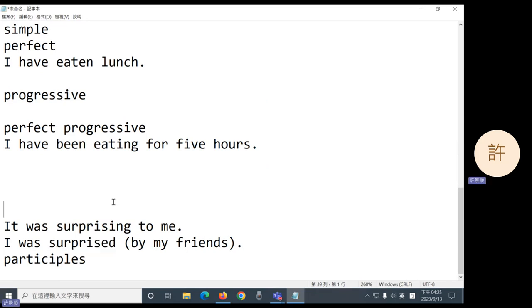So if you remember the complete sentence, for example, this sentence, I was surprised, 我被惊吓到. Then you can remember that it should be ED. If you remember that this is the active voice, 他吓到我, then you'll remember that this should be active, ING. Does that help?